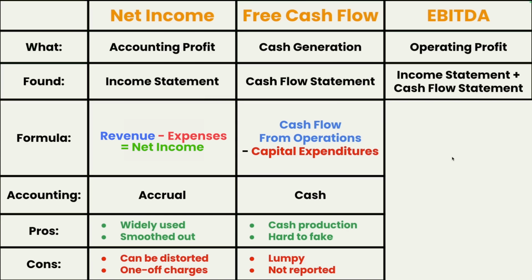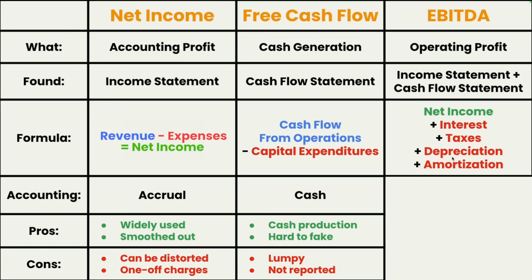However, you often have to also look at a company's cash flow statement to calculate its EBITDA, which we're going to do with Alphabet. Now the formula for calculating EBITDA is fairly simple. We simply take the company's net income, aka earnings, and then we add back in interest expense, tax expense, depreciation expense, and amortization expense. Now, like net income, EBITDA is accounted using accrual accounting.